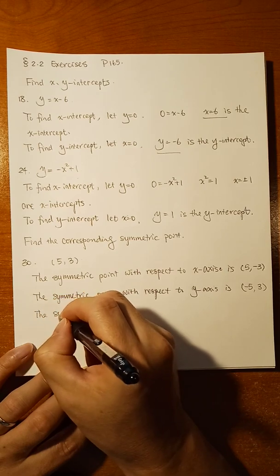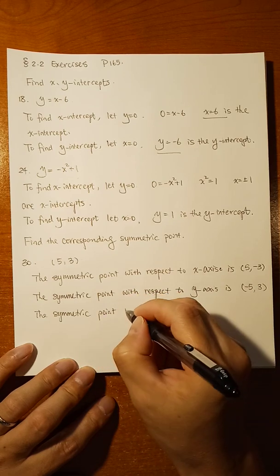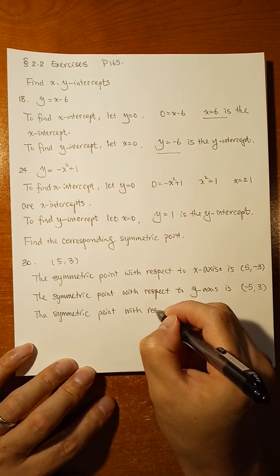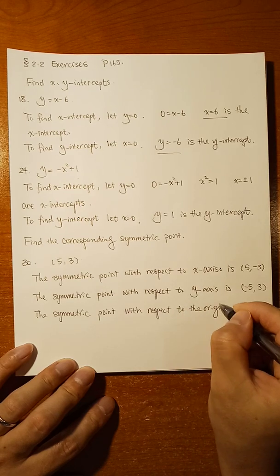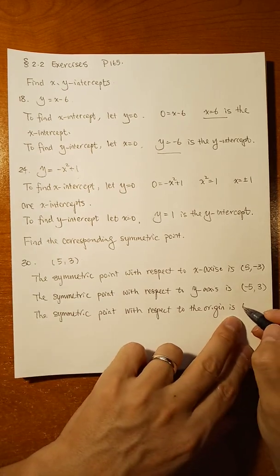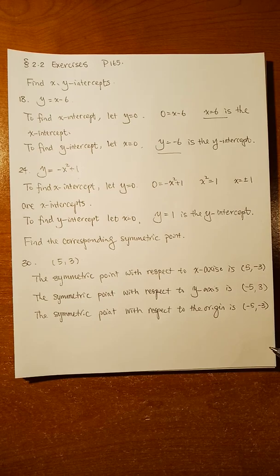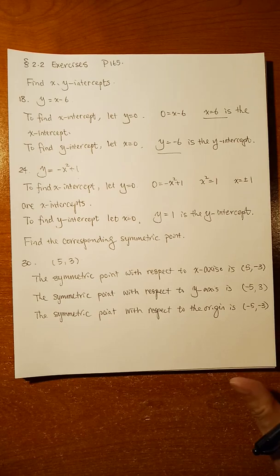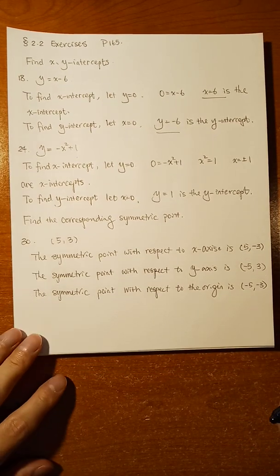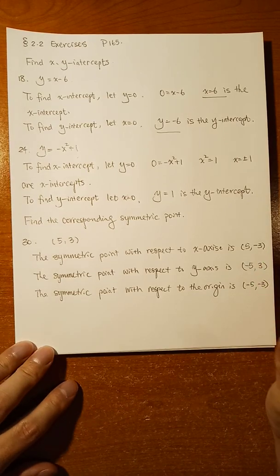The symmetric point with respect to the origin is, with respect to origin, you're supposed to change both to be the opposite. 5 becomes negative 5, 3 becomes negative 3. Okay, so you're supposed to change both. So that's a way to find the symmetric point with respect to the corresponding either axis or the origin.